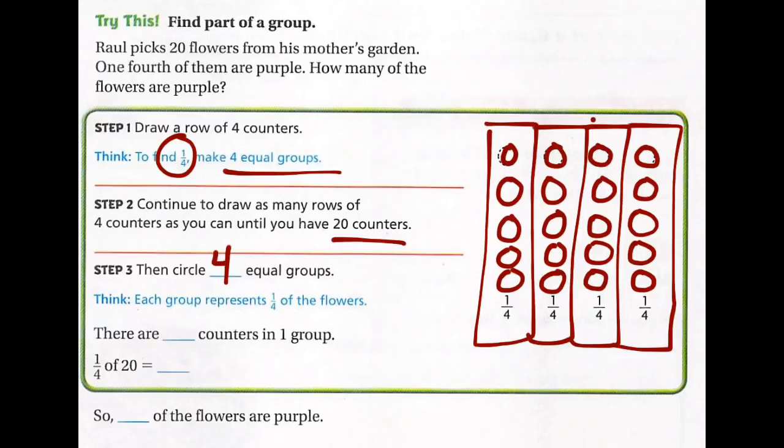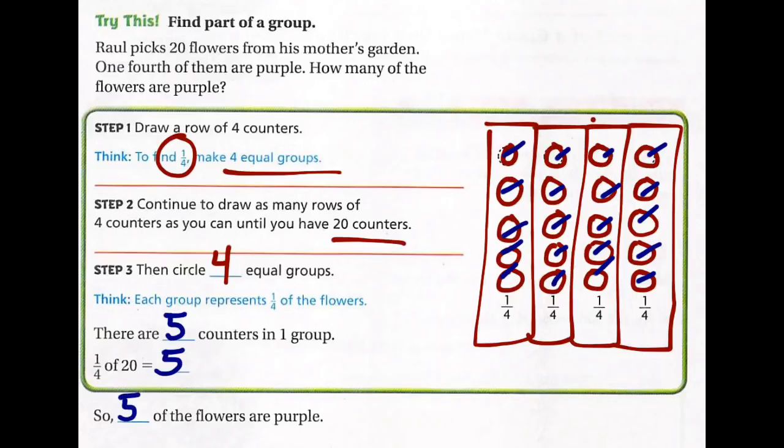Well, let's see. 1, 2, 3, 4, 5. And they should all be equal, or else it's not a fraction. 1, 2, 3, 4, 5. So there's 5 in each group. There are 5 counters in one group, so 1/4 of 20 would be 5. So 5 of the flowers are purple.